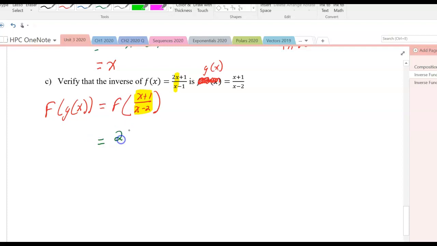So the next step is going to be 2 times the quantity x plus 1 over x minus 2 plus 1, divided by x plus 1 over x minus 2 minus 1. At this point, there's a couple ways you can do it. You could get a common denominator in the numerator, common denominator in the denominator, and then invert and multiply.